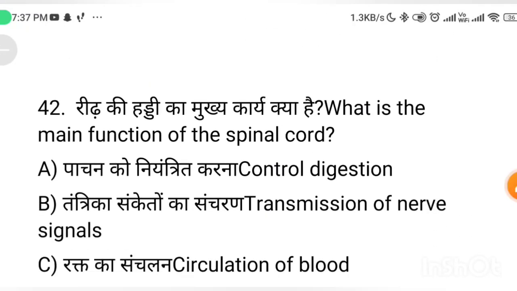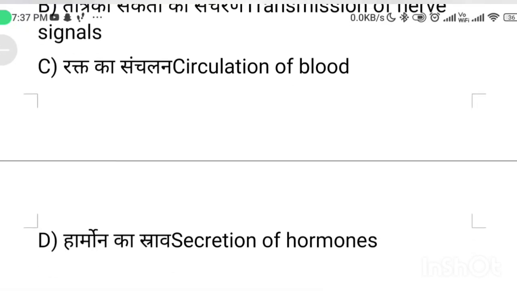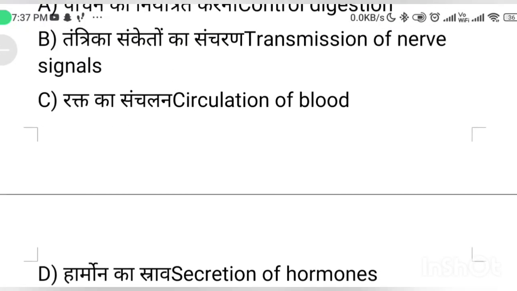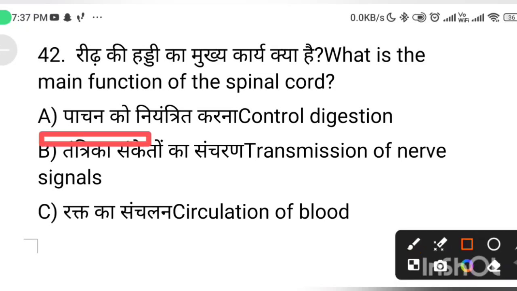Next question. What is the main function of the spinal cord? Option A, control digestion. Option B, transmission of nerve signal. Option C, circulation of blood. Option D, secretion of hormones. Correct answer is option B, transmission of nerve signal.